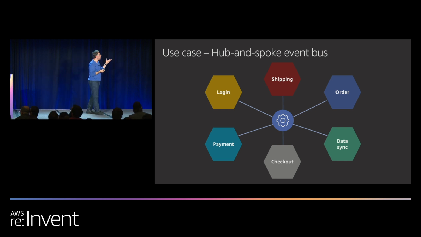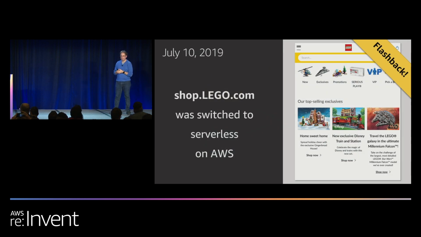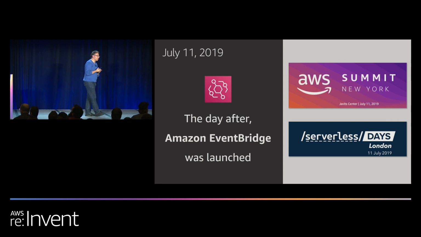And they were actually thinking about that. If you remember at the beginning of this presentation, I said on July the 10th, they moved the website to serverless. And the day after, Shin was with me at Serverless Days London. On the same day, there was the summit in New York, and we introduced Amazon EventBridge. And EventBridge was exactly what they were waiting for. So I was sitting close to Shin, and Shin was saying, oh, this is exactly what I need.